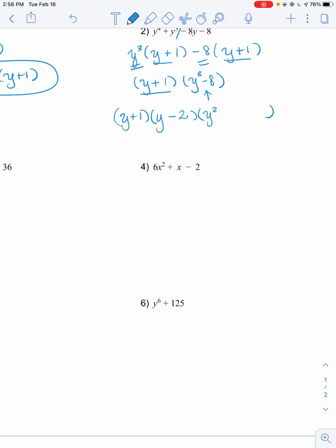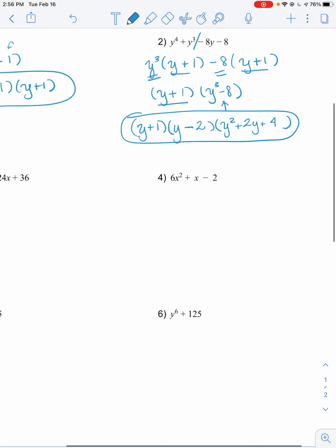And then we have the pattern where we square the first here, we square the last there, and then we do first times last, and then those SOAP signs, same, opposite, always positive. So this is the correct factorization of number 2.